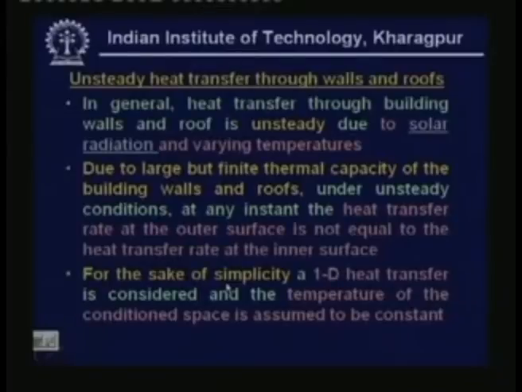What we do here, for the sake of simplicity, is assume one dimensional heat transfer, and we also assume that the temperature of the conditioned space remains constant. That means we are typically carrying out this analysis for an air conditioned building, because it is possible to maintain the conditioned space temperature at a constant value only by using an artificial method such as an air conditioning system. If you don't have any air conditioning, then the inside temperature will also vary along with the outside temperature. So we assume that the building is air conditioned, so the inside temperature remains constant, whereas the outside temperature, that means the surface temperature on the outer wall, varies continuously.